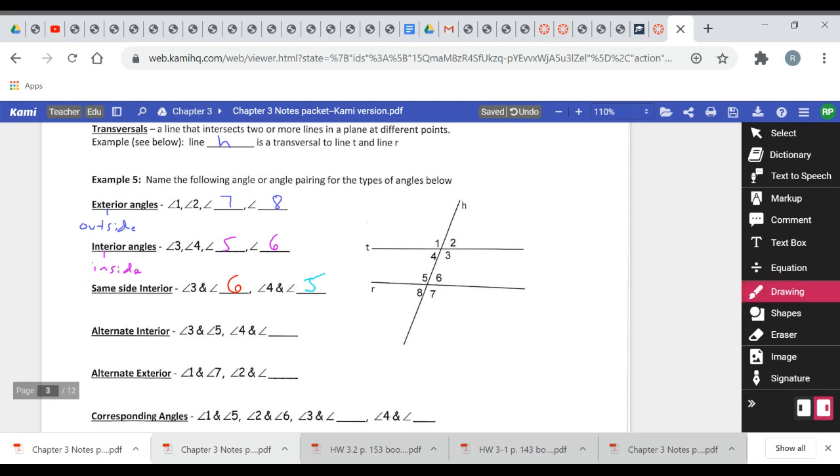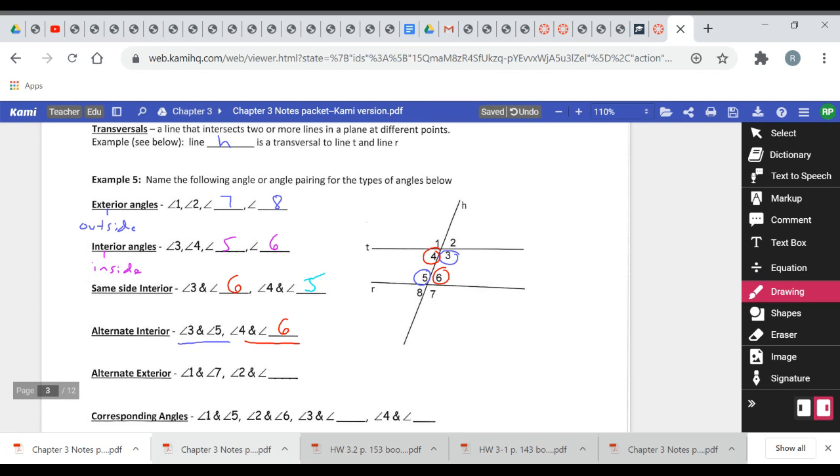Next up, it shows me that angle 3 and angle 5 are alternate interior. So alternate, I think of as being like different, an alternative, a different way of doing things. So they're on different sides of the transversal, but they're still interior angles. They're inside the two lines, in this case, T and R. So that would be 3 and 5. And then another pair of alternate interior angles would be 4 and 6. Okay, so those are alternate interior.